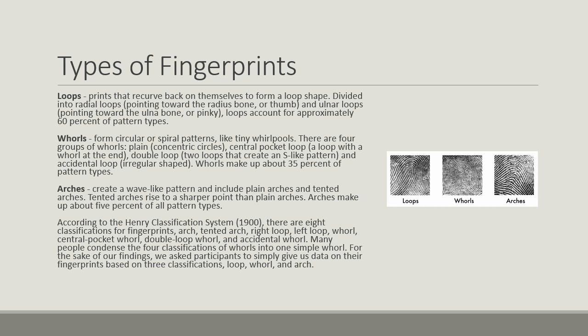Loops are the most common type, with whorls being the next most common type, and arches are the least common type. Now, according to the Henry classification system, there are actually 8 different classifications for fingerprints, which include arch, tented arch, right loop, left loop, whorl, central pocket whorl, double loop whorl, and accidental whorl. But for simplification purposes, we usually just see them listed in these 3 types that you see shown.